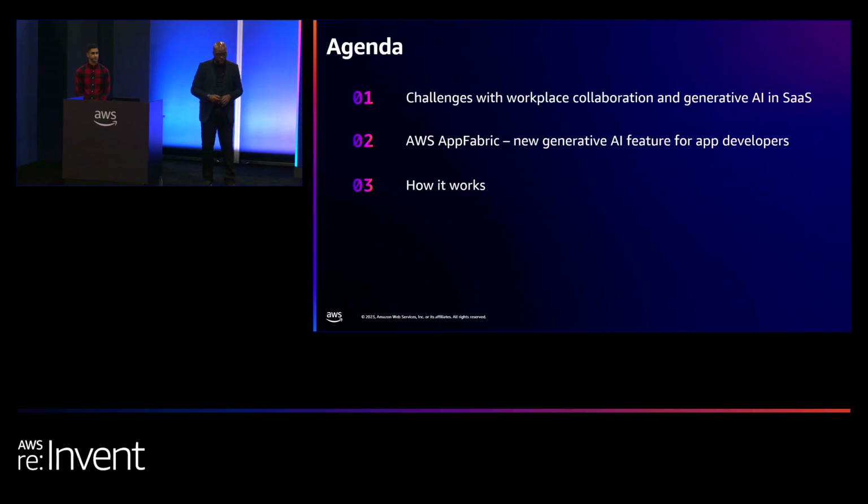Today, we're going to go through the challenges of working across multiple apps within our workplace. We're also going to talk about generative AI, the challenges of building AI features into apps. We'll also go under the hood a bit around how we built it, how it works, and introduce the generative AI feature in AWS AppFabric.